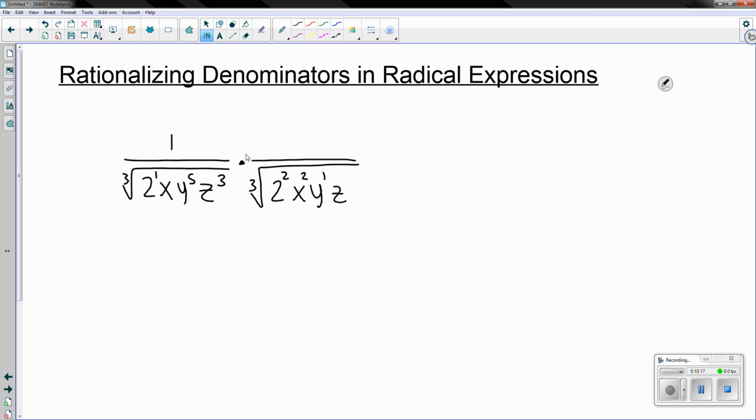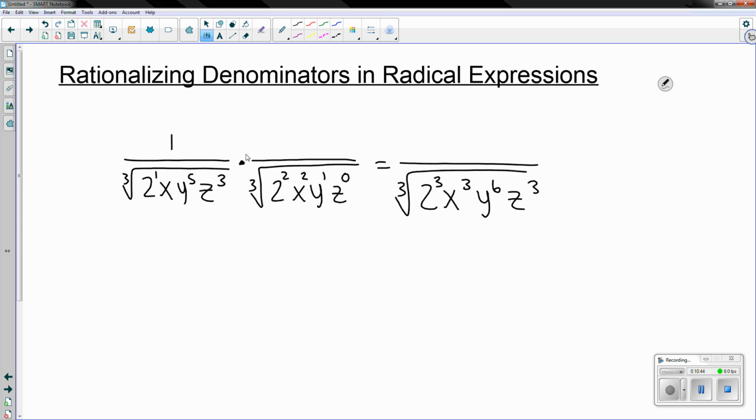I can just put 0 if I want. Now, when I multiply these together, we're going to get the cube root. So when we multiply these terms, we're going to add exponents. We're going to get 2 to the third, x to the third, y to the 6th, z to the third.